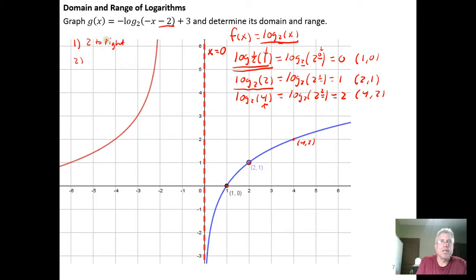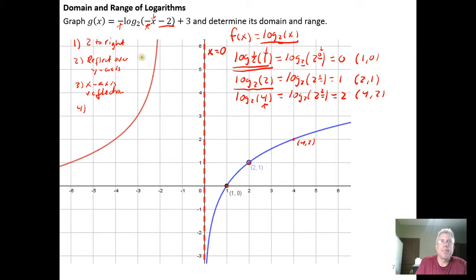And then you're going to look and see, is there a reflection being applied to the input variable? Yes. There's a negation on the input variable, which is going to reflect over the y-axis. No stretch going on out here, but there is a negation on the log function, which is a reflection over the x-axis. This is an x-axis reflection.